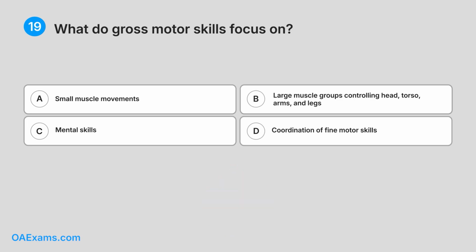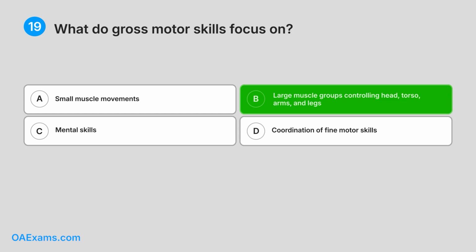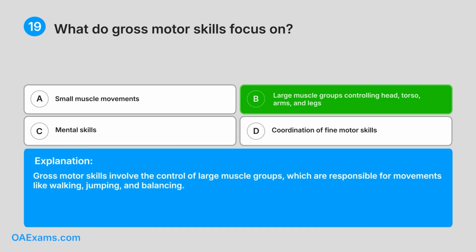Correct answer: B. Large muscle groups controlling head, torso, arms, and legs. Explanation: gross motor skills involve the control of large muscle groups, which are responsible for movements like walking, jumping, and balancing.